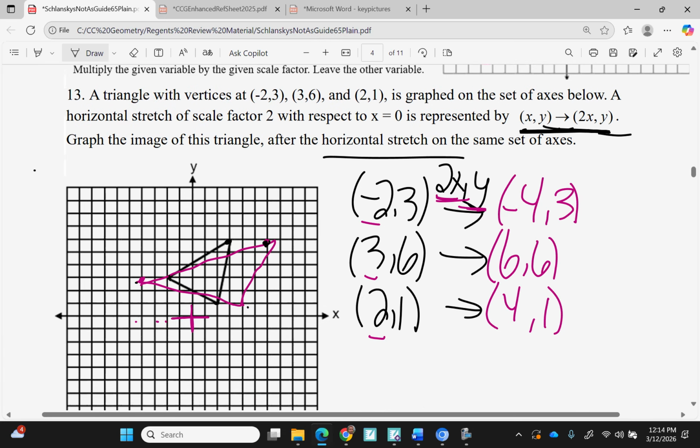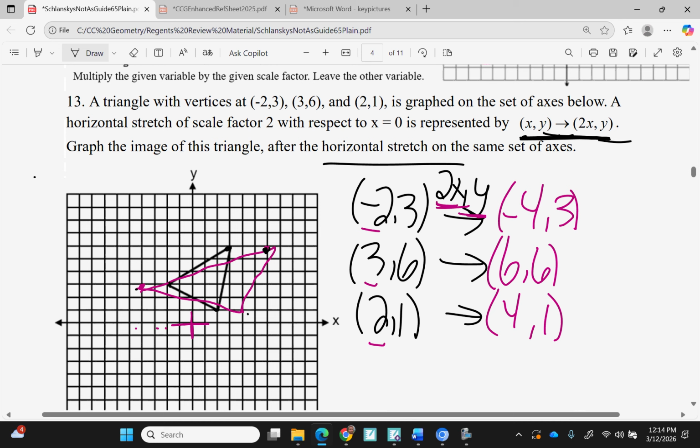To perform a vertical or horizontal stretch, just follow whatever the rule is. If it says to multiply the x's by 2, then multiply the x's by 2. If it says to keep the y the same, keep the y the same.